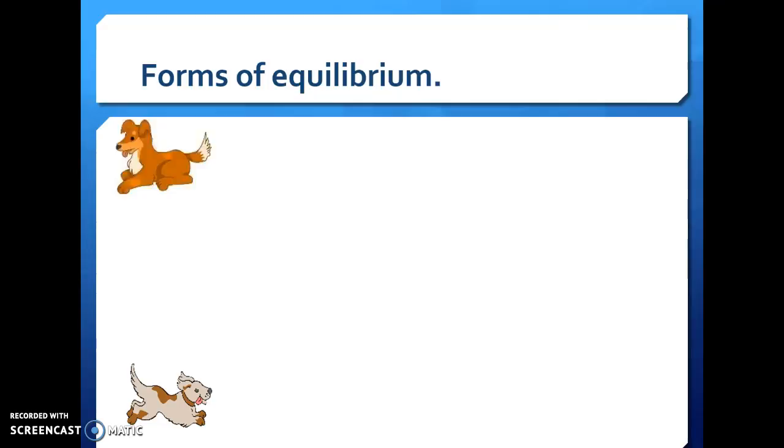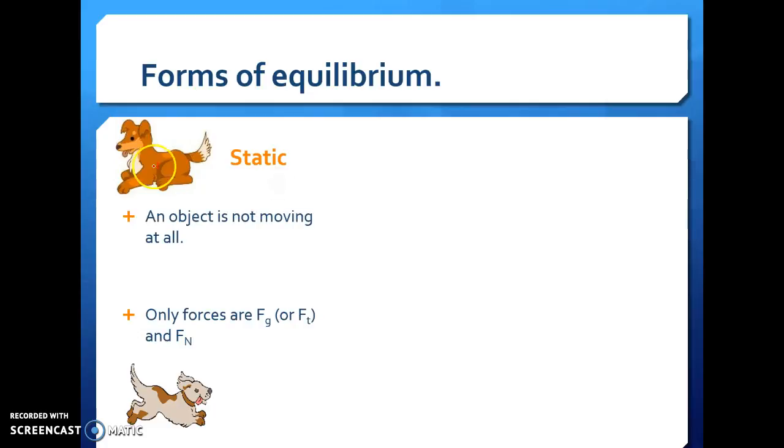Okay, so forms of equilibrium. There's static, like this dog. There are only two forces being applied. He's not moving at all, so the only two forces are the downward force of gravity and the upward force of the normal force. I'm going to always refer to it as the normal force. You should also know it as the support force, but in real life situations we call it the normal force.